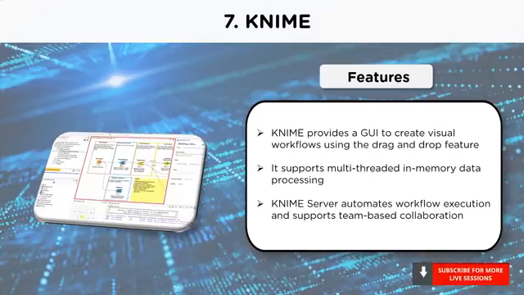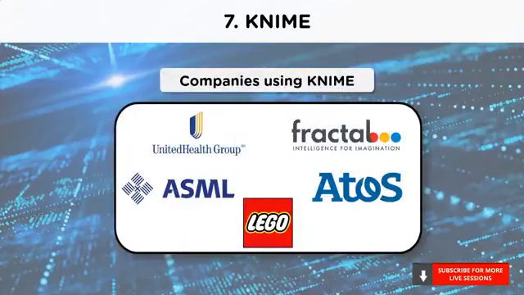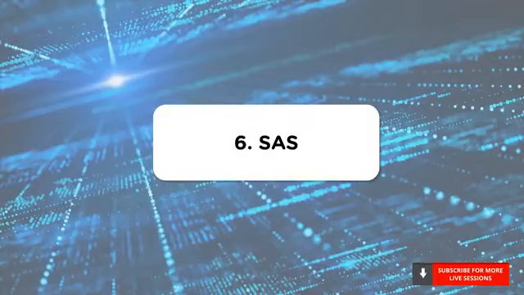Knime integrates various other open source projects such as machine learning algorithms from Weka, H2O, Keras, Spark, and the R project. Knime allows analysis of 300 million customer addresses, 20 million cell images, and 10 million molecular structures. Some of the companies hiring for Knime are United Health Group, ASML, Fractal Analytics, Atos, and Lego Group. Let's now move on to the next tool.